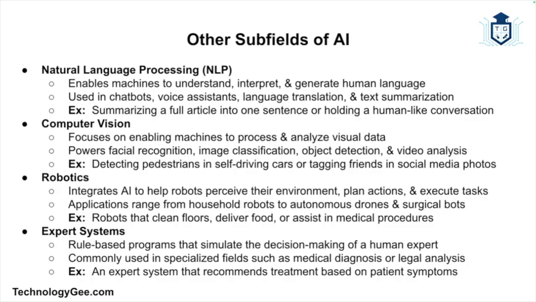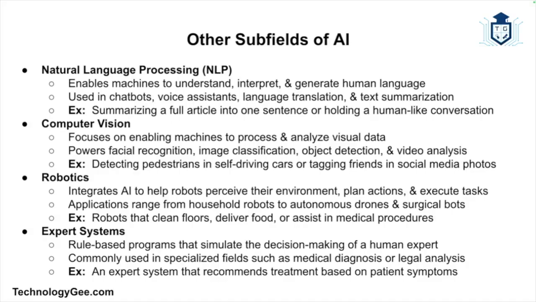Then you have what is called computer vision. This field deals with teaching machines to interpret and understand visual data like images or video. This is what powers facial recognition or object detection in photos. And we have robotics. So AI and robotics is used to help machines perceive, plan, and act. And robots can clean floors, deliver packages, or perform surgeries.